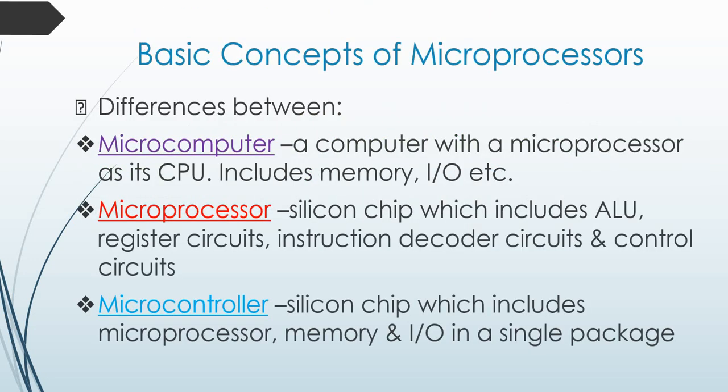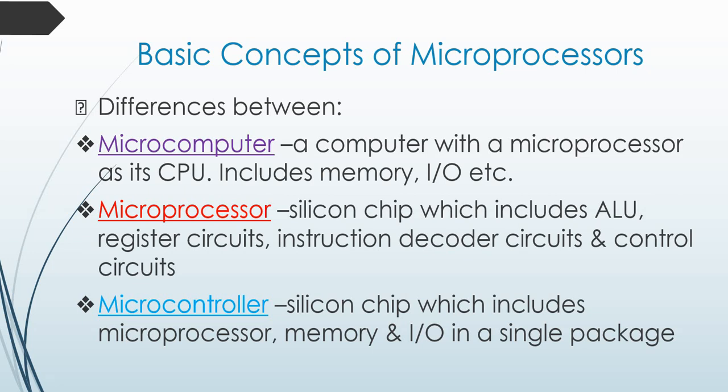What is the difference between a microprocessor, a microcomputer and a microcontroller? A microcomputer is a computer with a microprocessor as its CPU, and it includes memory and input output, whereas a microprocessor is a silicon chip which includes the arithmetic logical unit, instruction decoder and control circuit. So it has to be connected externally, whereas in a microcontroller everything is in a single chip. It can be a single IC with memory, input output and ALU, everything inbuilt in a single chip.